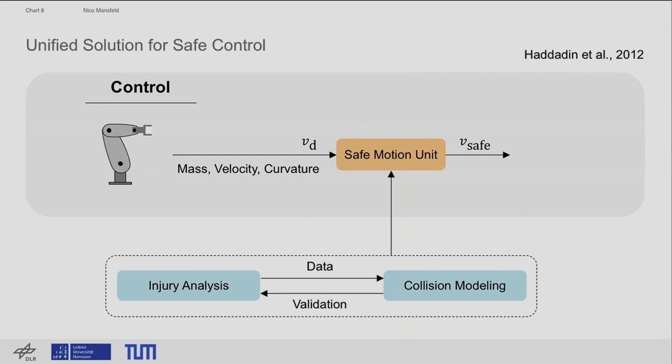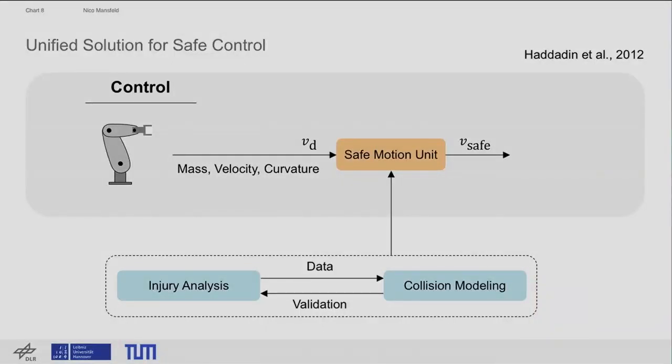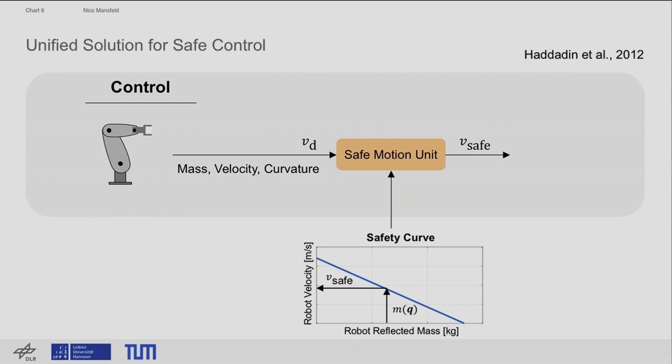Okay, and so our solution for control was proposed some years ago, and we came up with a so-called safe motion unit that takes as input the current robot reflected inertia, which can be seen as the mass that you perceive during a contact. Then we have the velocity and the curvature. And this information is mapped to a biomechanically safe velocity. And for this, we take the real injury data into account, and we use so-called safety curves where we relate the current robot reflected mass to a biomechanically safe velocity.